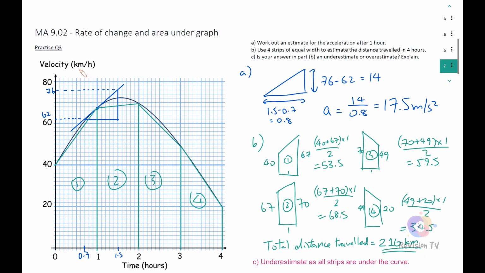Unit is kilometers, because kilometers per hour. And then part C is an underestimate, because all of the strips that we drew are under the curve.